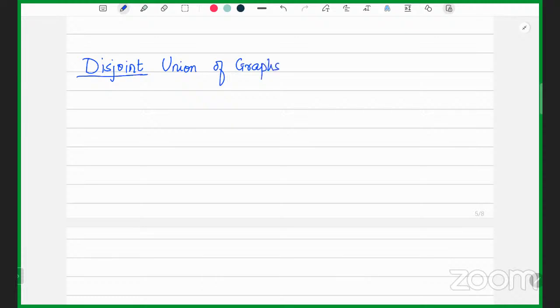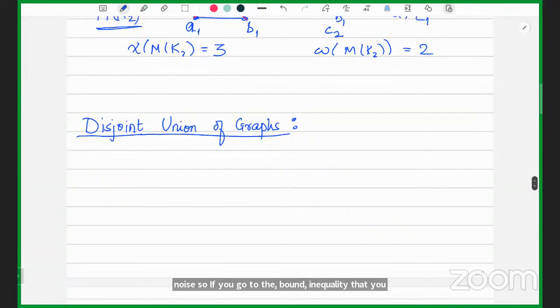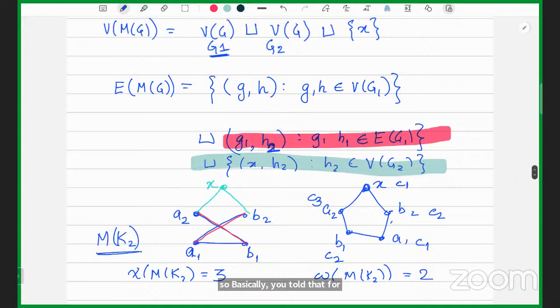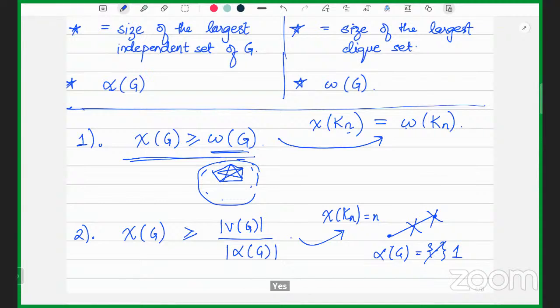Yes, ma'am. Actually, Sachidanand sir has a question. He has raised his hand. Yeah, so sorry. Basically, I'm traveling, so there will be some noise. So, if you go to the bound or the inequality that you have told, regarding the chromatic number and the click number. Yeah. So basically, you told that for Kn, it's an equality. But like, are there any other condition on Yes. G where we can expect some equality? For example, in the path graph also, if you see in Yeah, I'll 3. come back to. Okay.